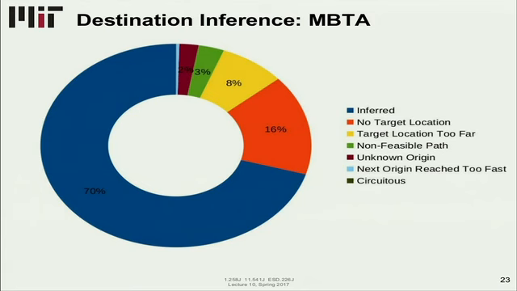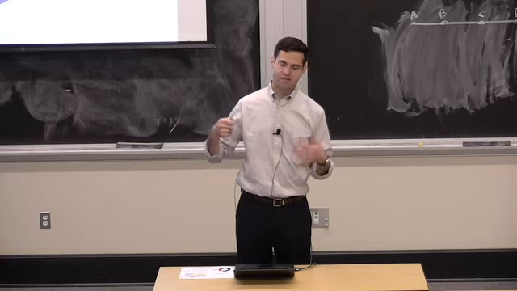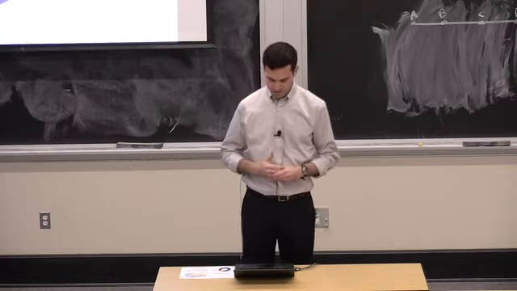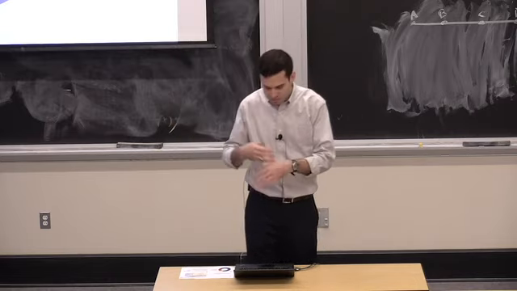So if we look at the distribution of the results from destination inference, in this case, 70% of destinations were inferred. And then we have different reasons why we can't infer it. So for 16%, there was no target location. That means that there was no other tap that day, essentially, right? So there was no target.